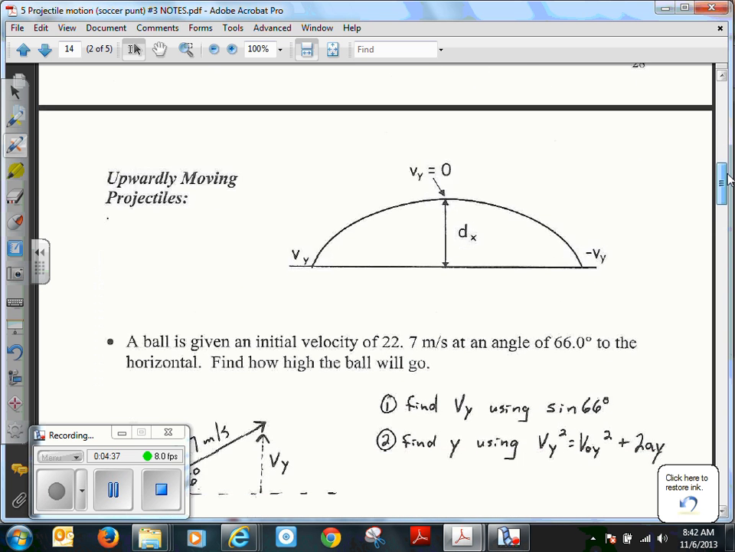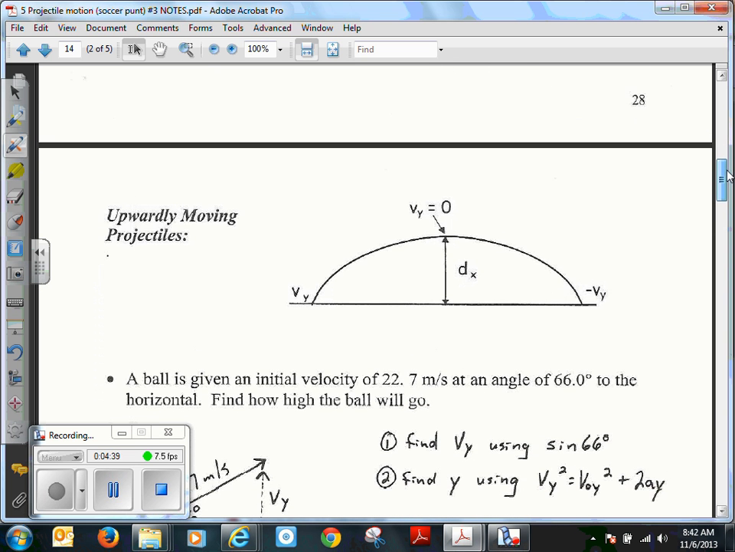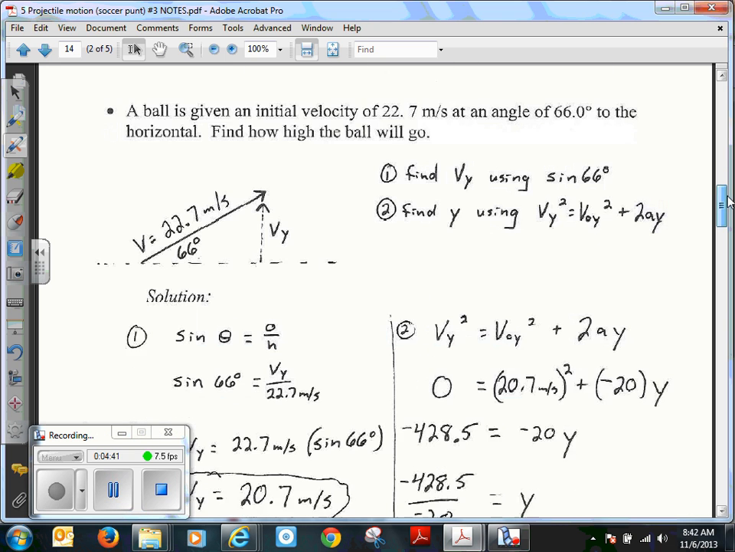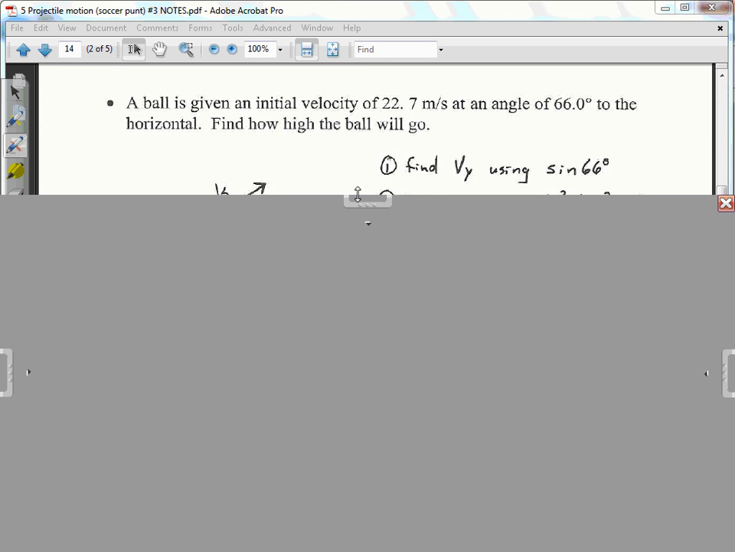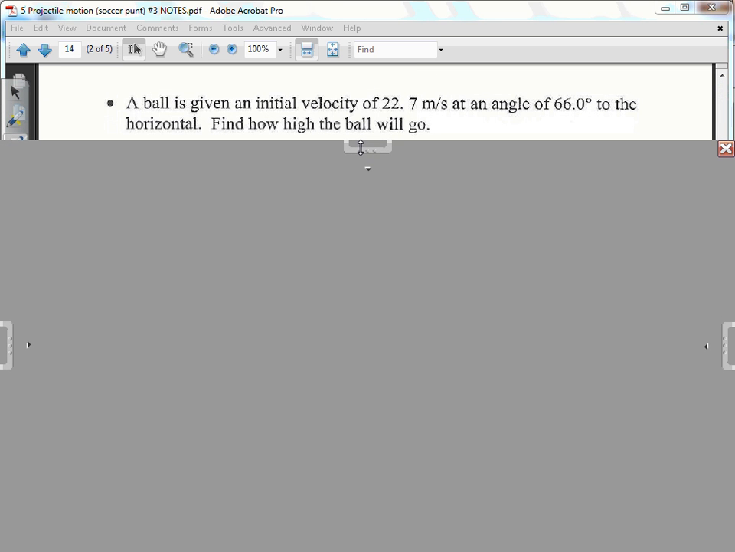Okay, so let's start doing some problems here. See how you do with it, because what we've done so far has been different. Now, here's your first question. A ball is given an initial velocity of 22.7 meters per second at an angle of 66 degrees to the horizontal. Find how high the ball will go.